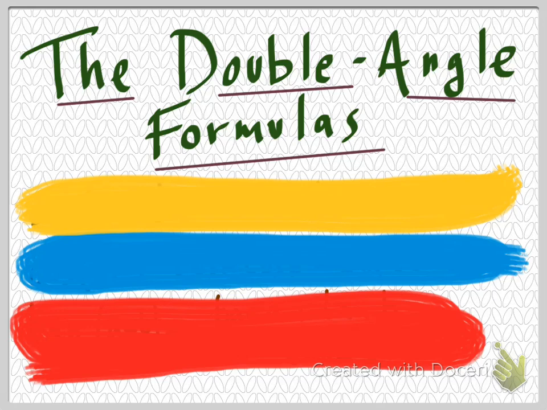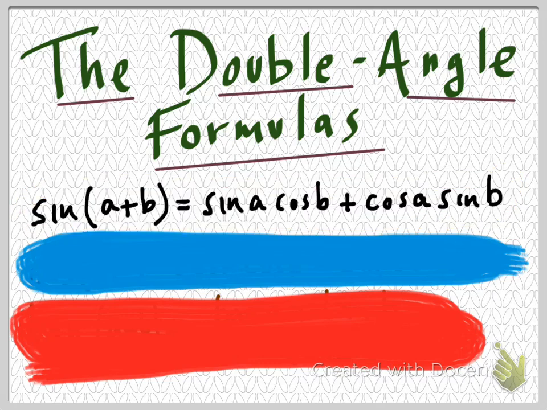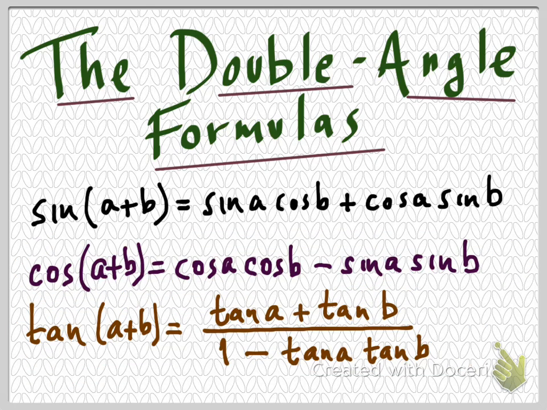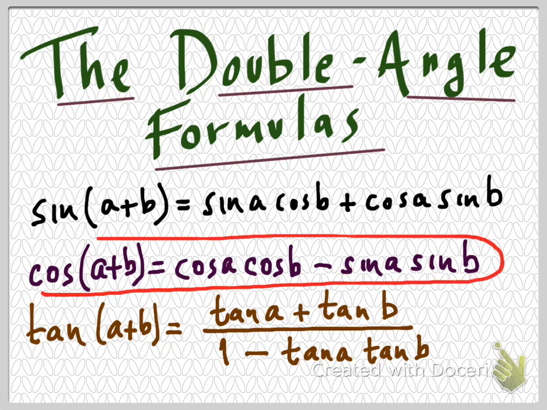So first off, these formulas come from our angle addition formulas that we've been studying lately, namely the sine angle addition formula, the cosine angle addition formula, and the tangent angle addition formula. All of these double angle formulas come as a direct result of these formulas. And I'm going to focus first on the cosine angle addition rule.